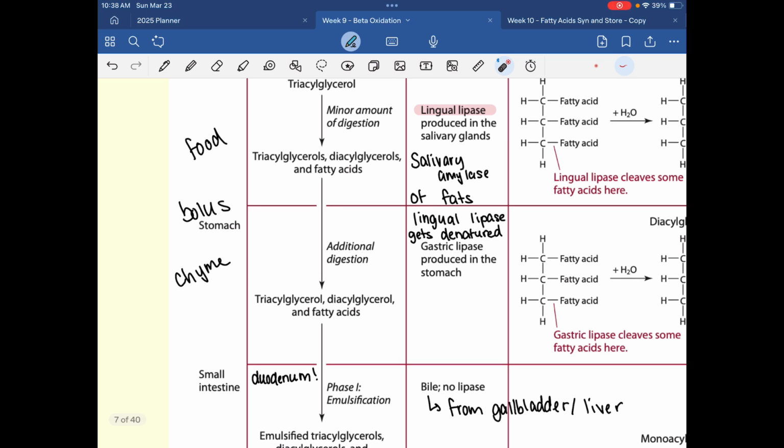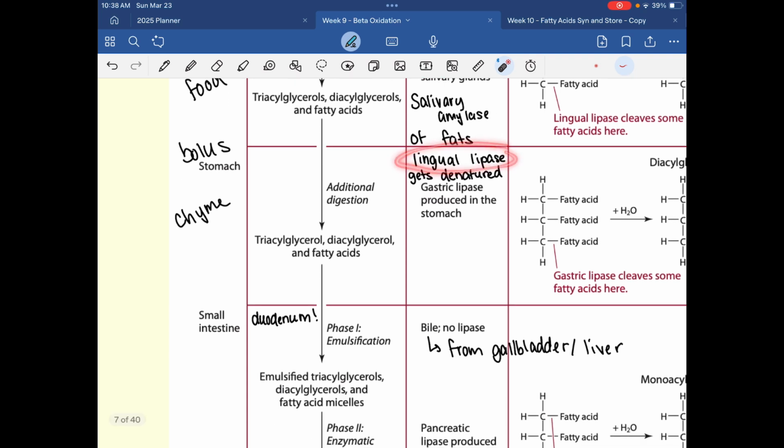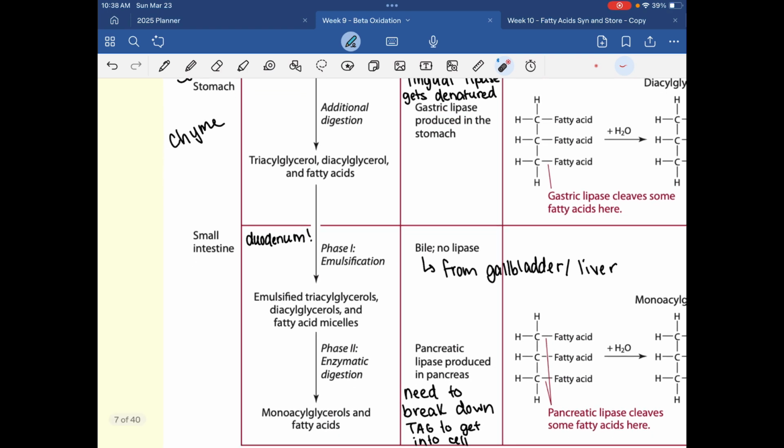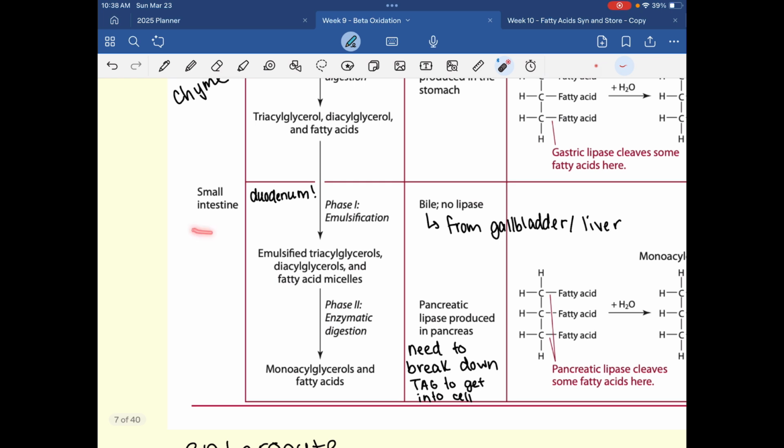Then we get into our stomach, and now we're going to have gastric lipase, and that original lingual lipase will be denatured. So now gastric lipase is doing the work. And then from the stomach, we're going to reach the small intestines. This is where the most important action happens in almost all food digestion.